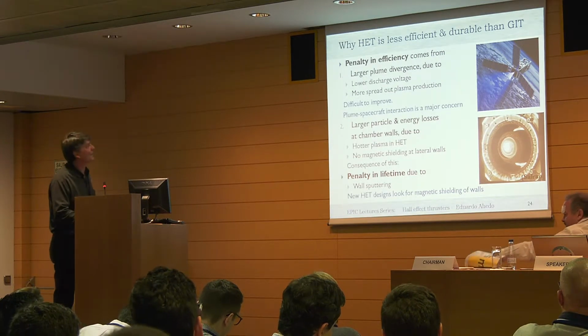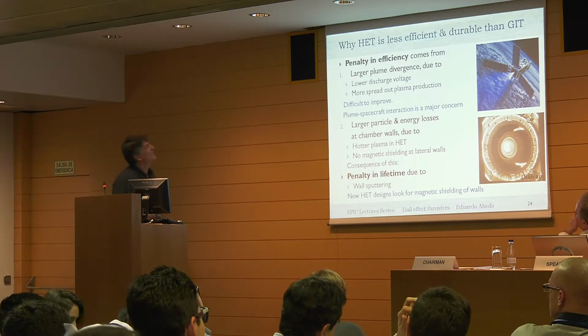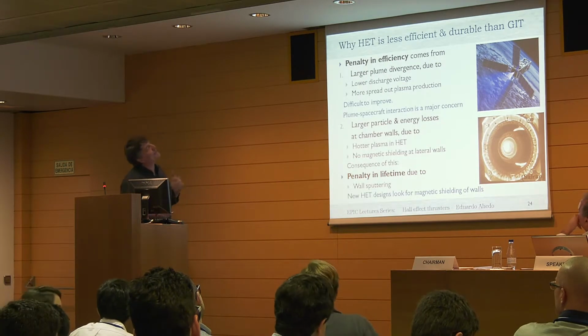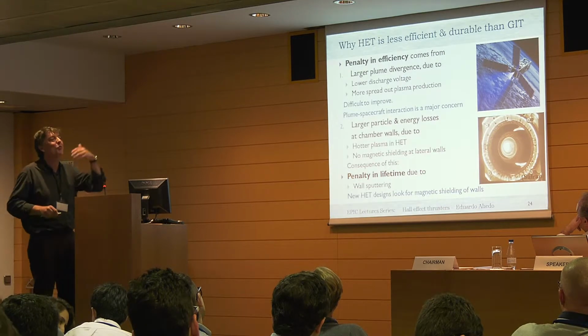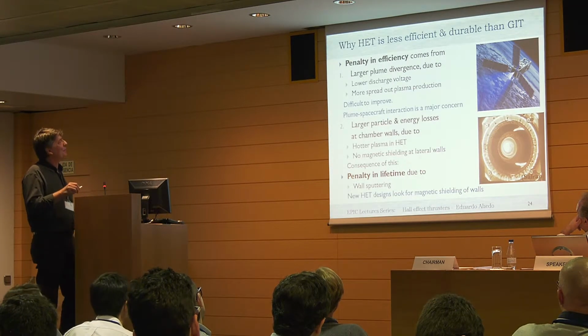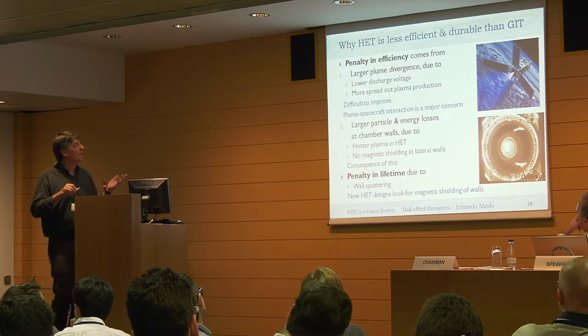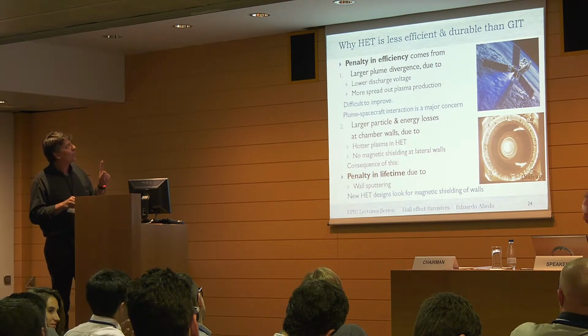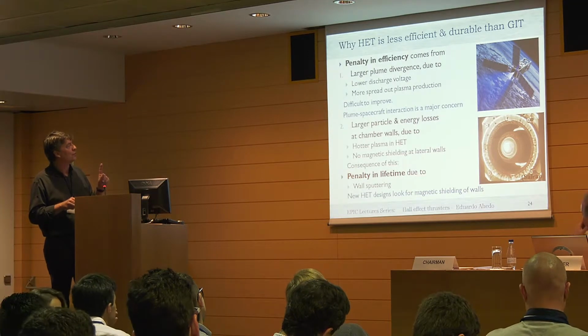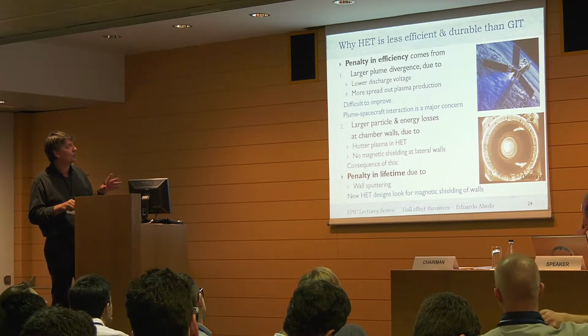Okay, fine. I have almost finished. Why is the Hall thruster less efficient and durable than the grid ion thruster? Why don't we have a Rolls Royce? Well, we have a penalty in efficiency and a penalty in lifetime. The penalty in efficiency comes from two reasons. One is the larger plume divergence, and the second one is the larger particle energy losses.